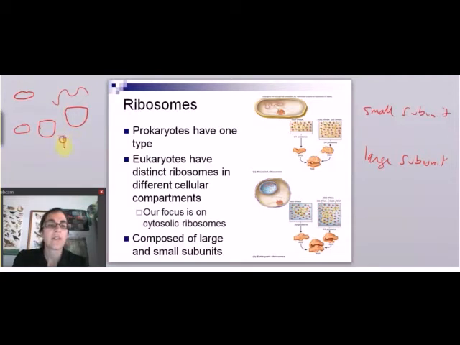What's going to happen is that the small subunit, the mRNA, and the large subunit will get together, and this will form the functional ribosome. So everything starts out separate. The small subunit and the large subunit will come together with the mRNA to make the functional ribosome.